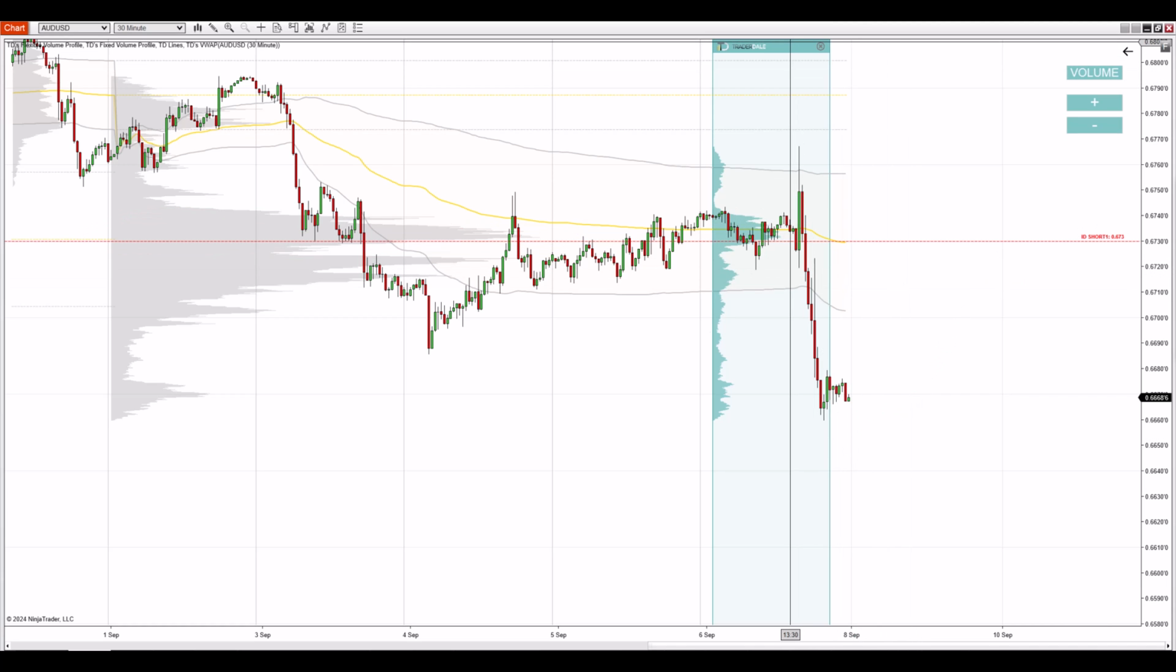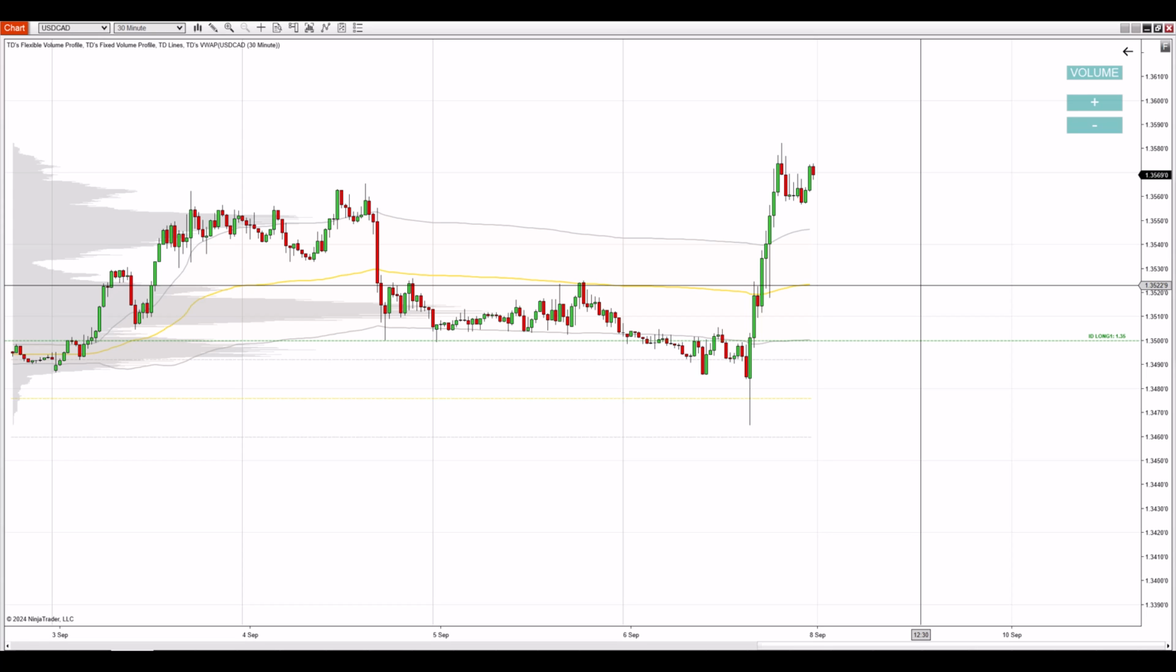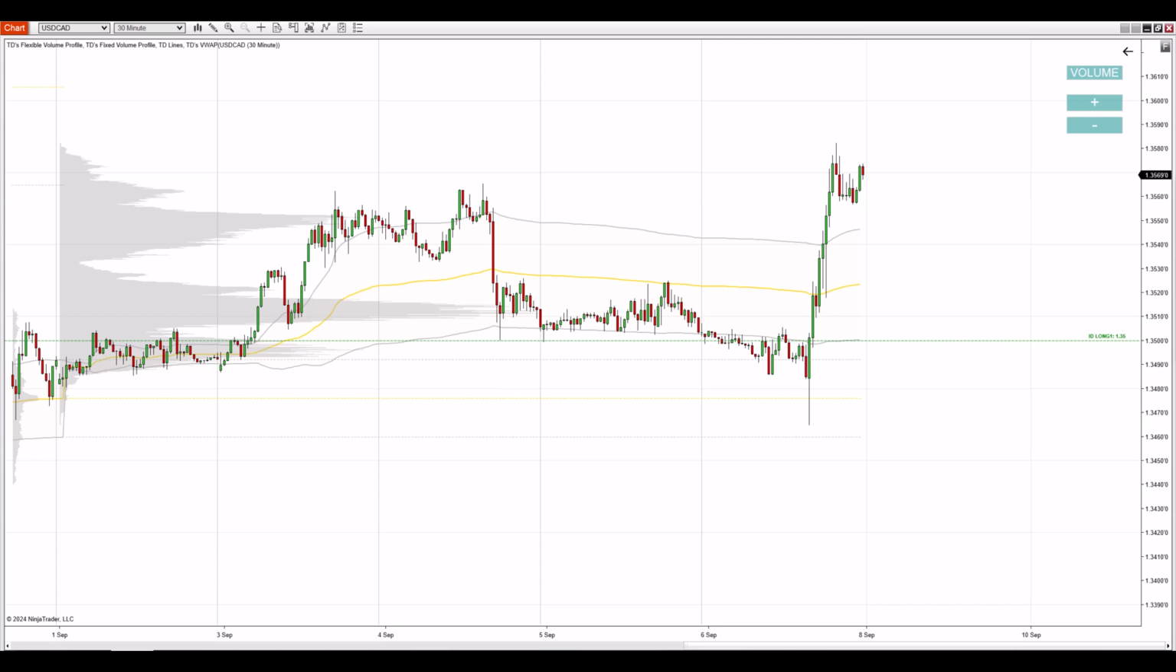Now let's go to the US dollar, Canadian dollar. In here, there's a bit similar level, but in this case, it's not based on the weekly point of control, because weekly point of control is in here. In this case, the level is supported by those heavy volumes, but it's not the weekly point of control.